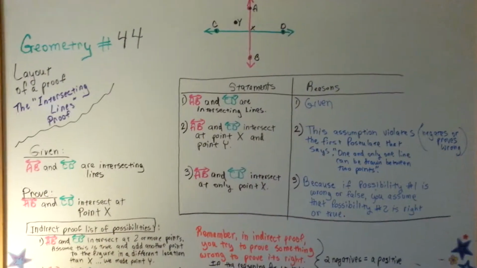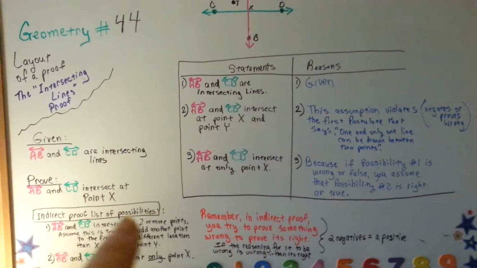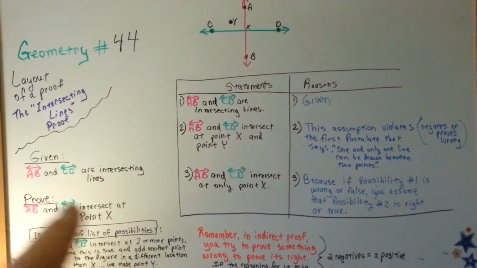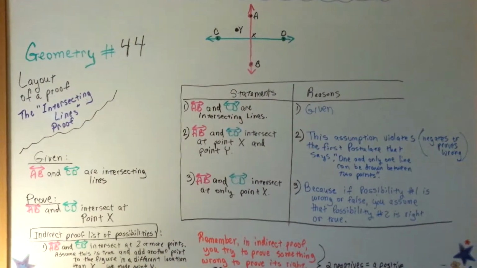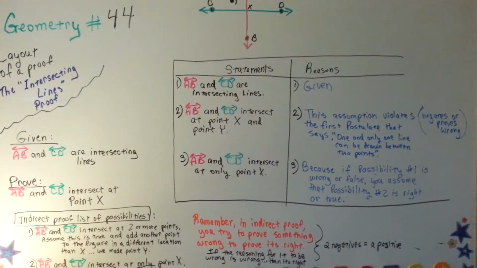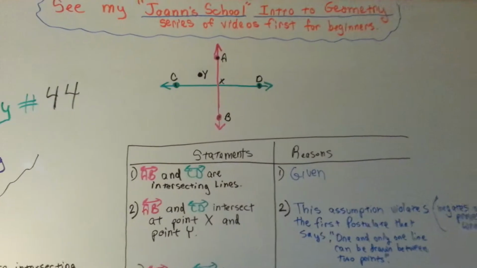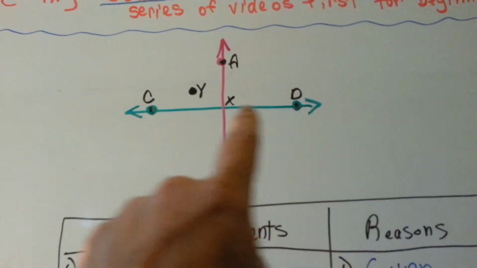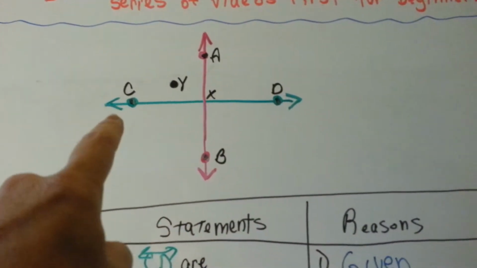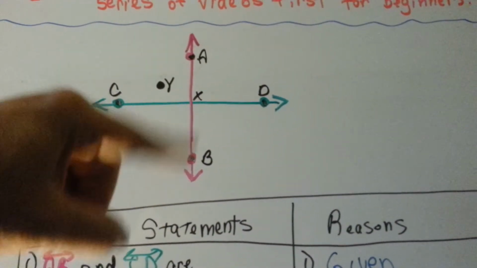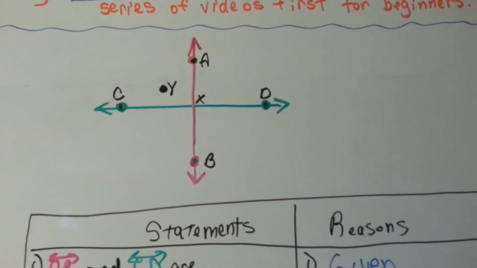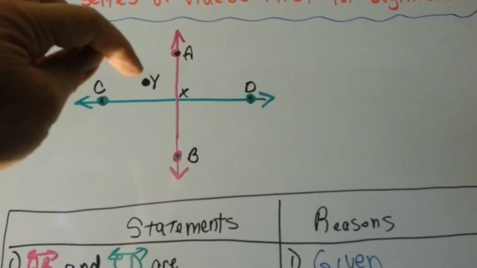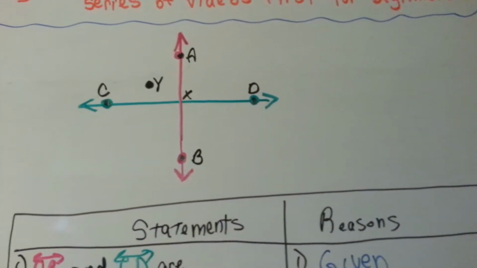Now, we're going to do something a little different here. We're going to use indirect reasoning to prove our given and prove over here. Okay, we're going to use indirect proof. All right, so let's take a look at our drawing here. We have got a horizontal line coming across, CD, and a vertical line here in pink, AB. We've got intersection X, and we've got an odd little point out here called Y.